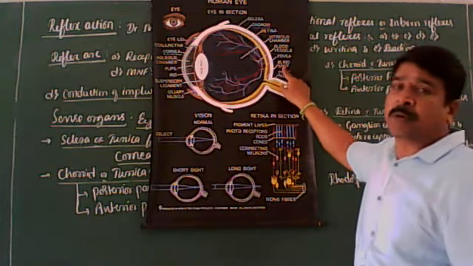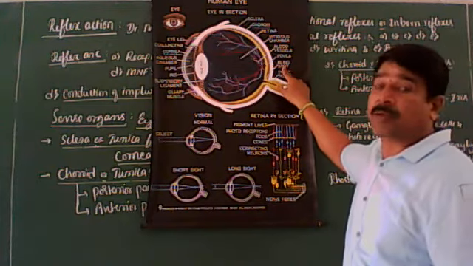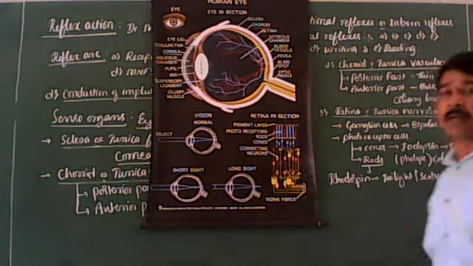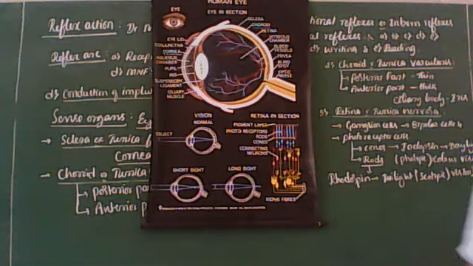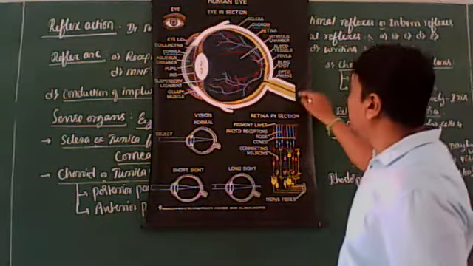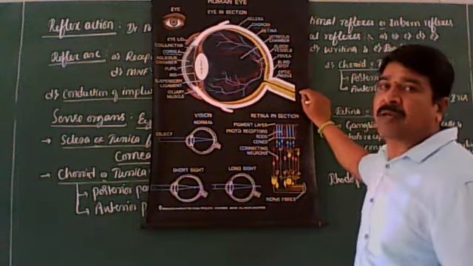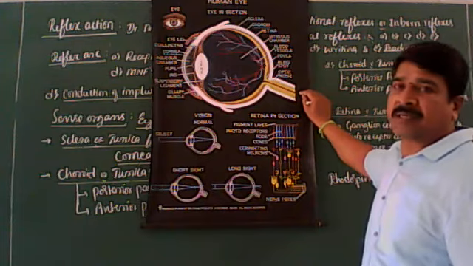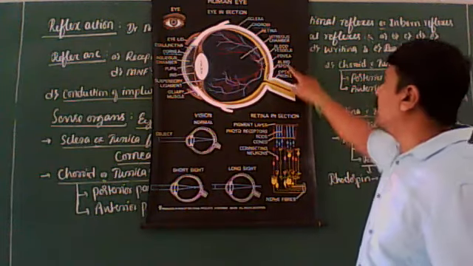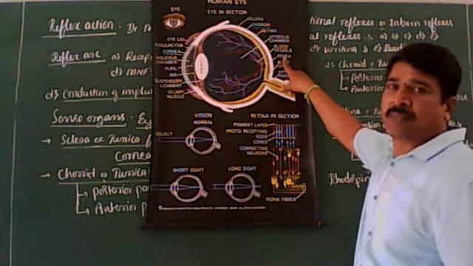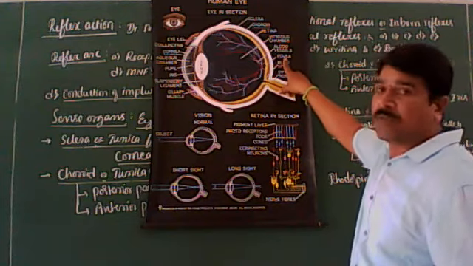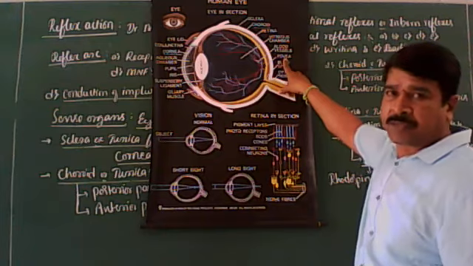Lateral to the blind spot, there is a yellow pigmented spot called macula lutea. I think you are getting this. Macula lutea has a central pit, the central aperture, called fovea centralis. I think it is very clear for you.